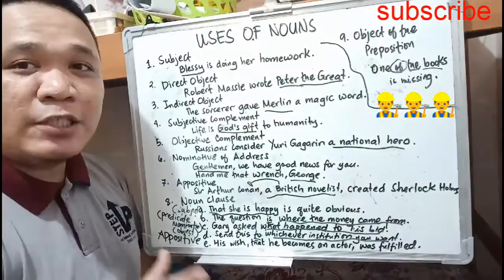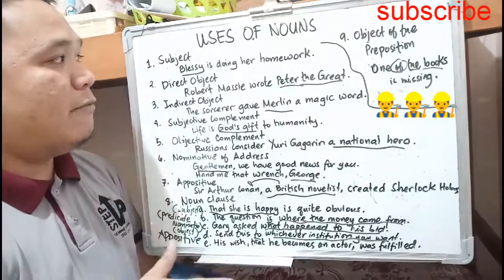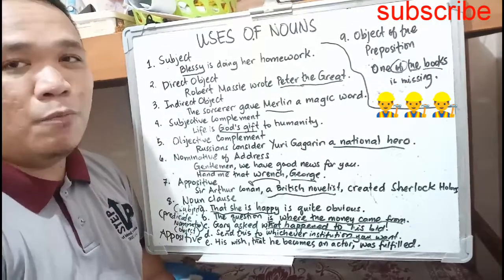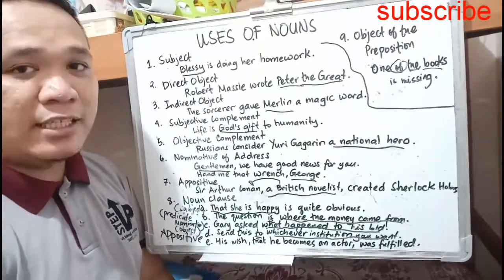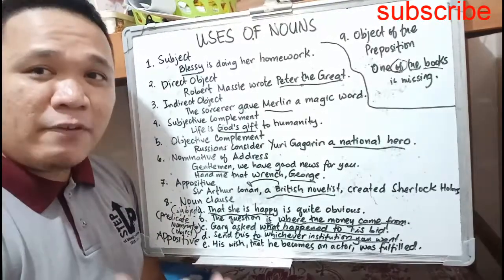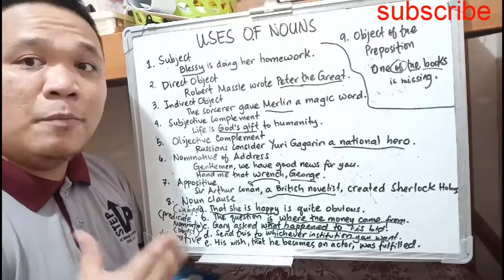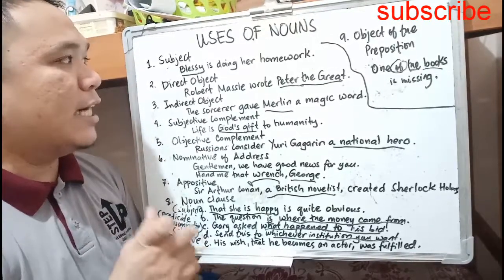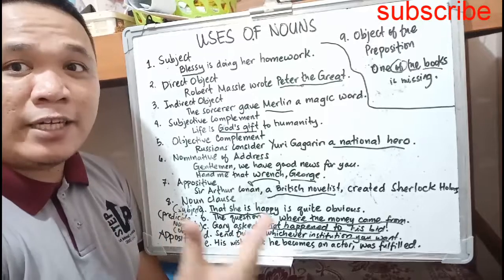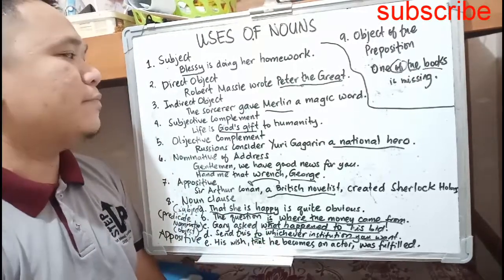So we learn best through examples. Here: Blessy is doing her homework. The underlined word is the noun that functions as a subject. So who is doing her homework? Blessy. So Blessy as a subject is found before the verb is.